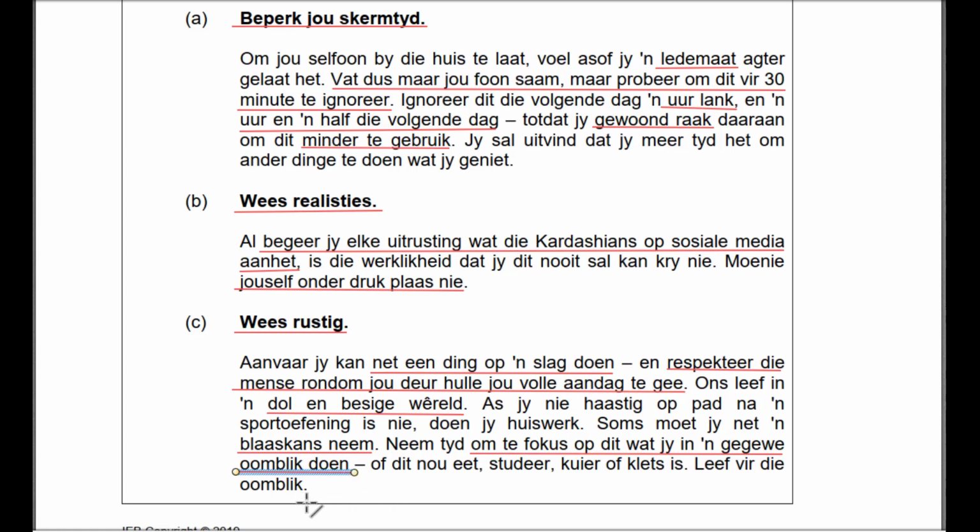Leef vir die oomblik. So here it's telling us to be calm, and what it's meaning there is that we have to accept that we cannot always multitask. So it's better to respect the people around you and pay full attention to them than trying to carry out a conversation as well as being on your phone on social media. Rather pay attention to the person who you are currently talking with and don't try and multitask. So volle aandag, that is undivided attention.